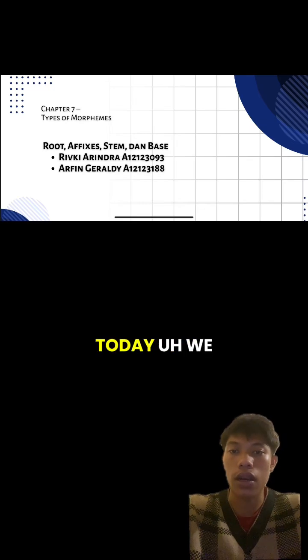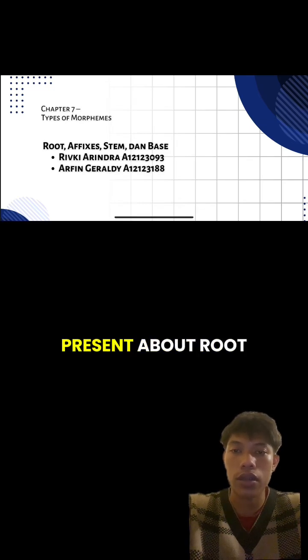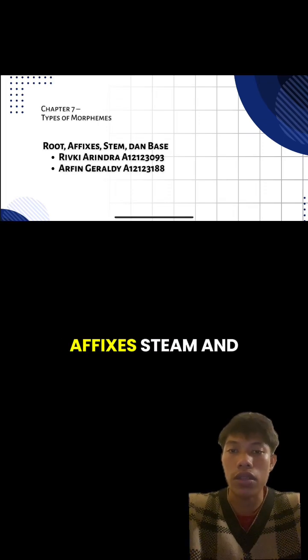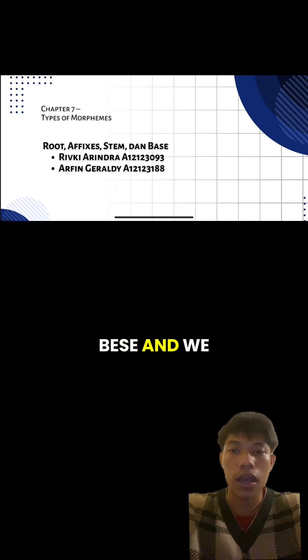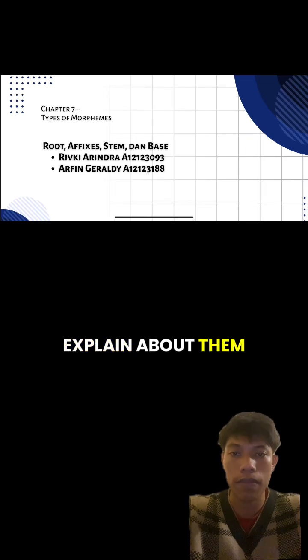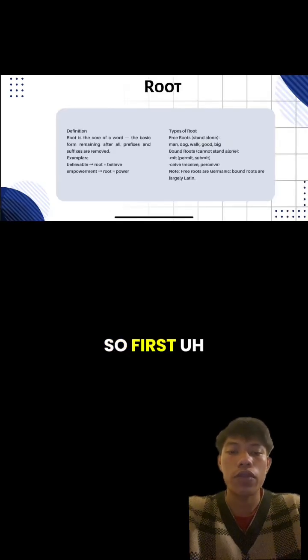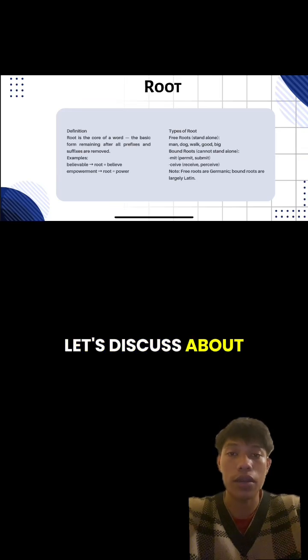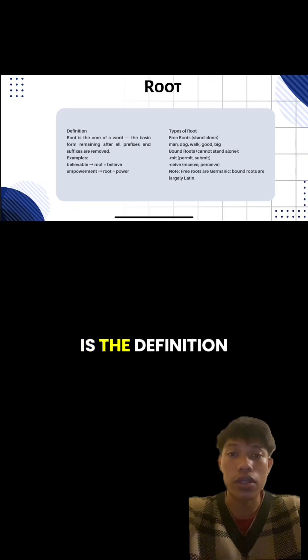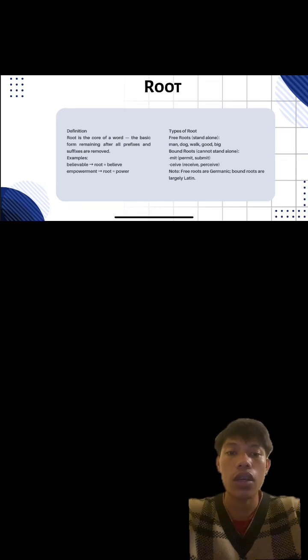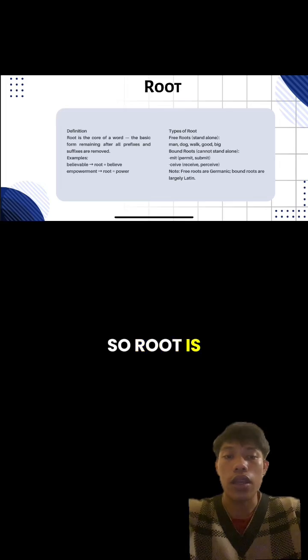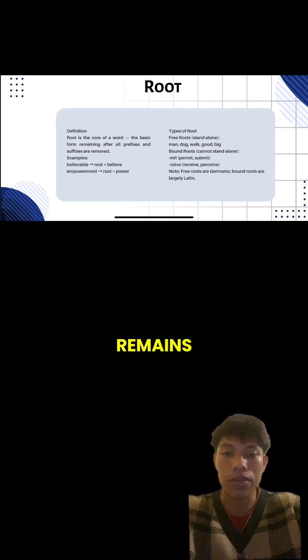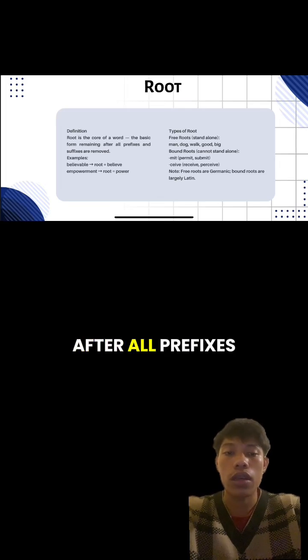So today we are going to present about root, affixes, stem and base, and we will briefly explain about them. So first, let's discuss about root. What is the definition of root? Root is the core part of a word. It is the basic form that remains after all prefixes and suffixes are removed.